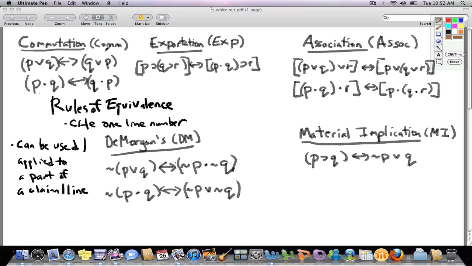Top left, commutation, abbreviated COM. This one's fairly simple, and it simply says that P or Q is equivalent to Q or P. The order of an or statement or disjunction does not matter. So, quick example: if I have not A or B as line 1 of a proof, I can then substitute that for B or not A, and that would be commutation on line 1, if you will.